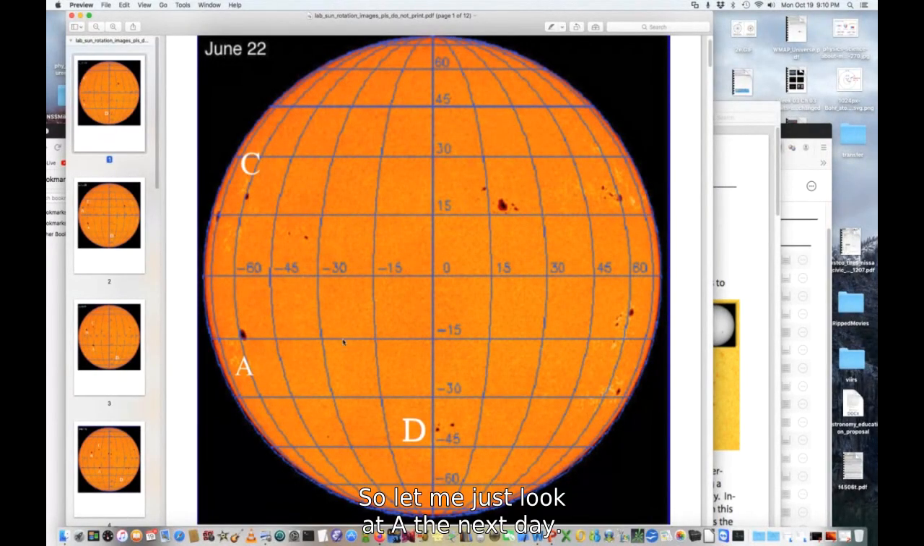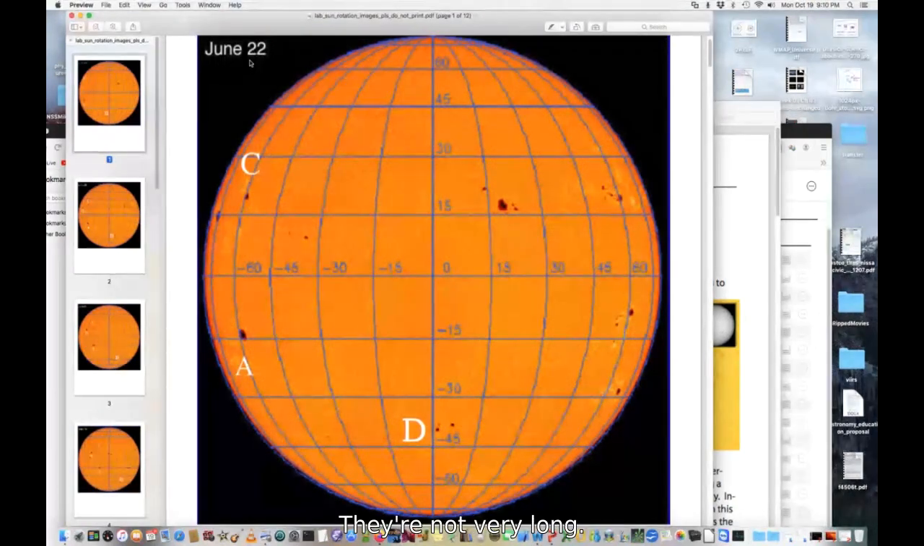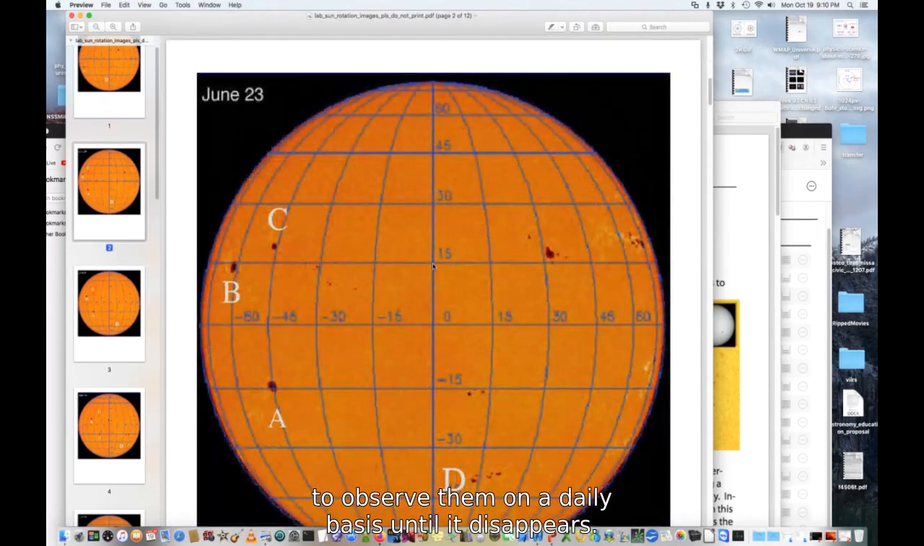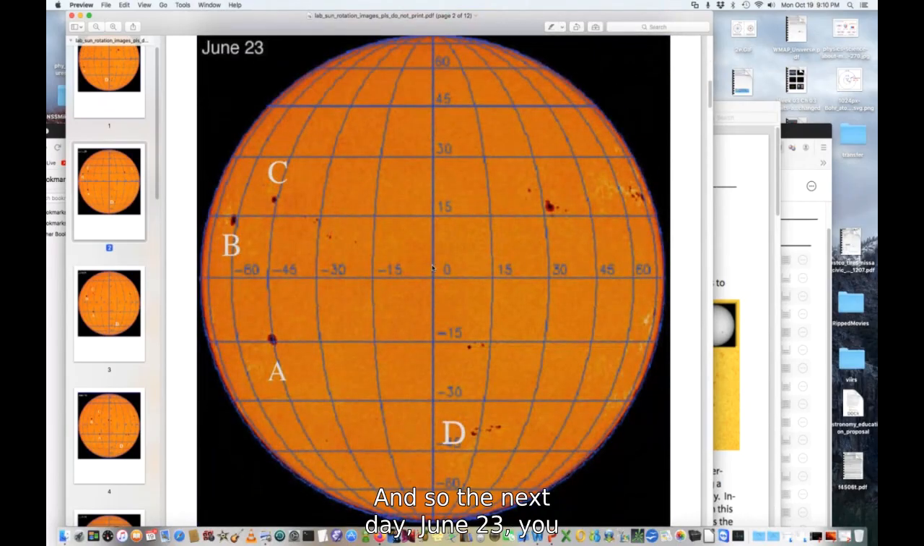Let me look at the next day. We are observing these sunspots day by day. The sunspot lives on the surface typically from days to weeks. They're not very long, so once you see a sunspot, you have to observe it on a daily basis until it disappears. The next day, June 23rd, you see A has moved to this spot right here. Its latitude is minus 15, and its longitude, this one is easy, is minus 45. This is the minus 45 line.